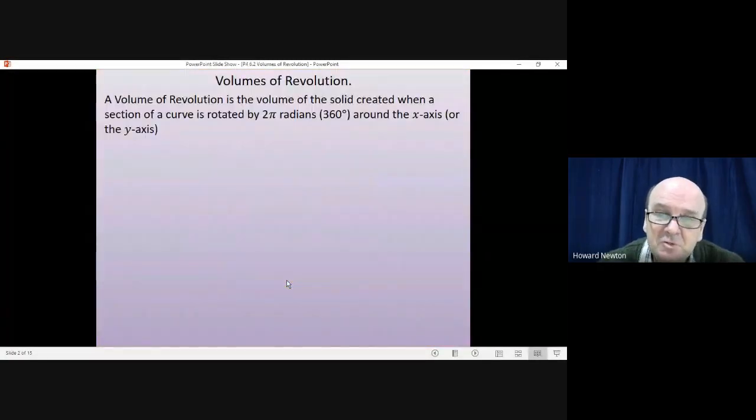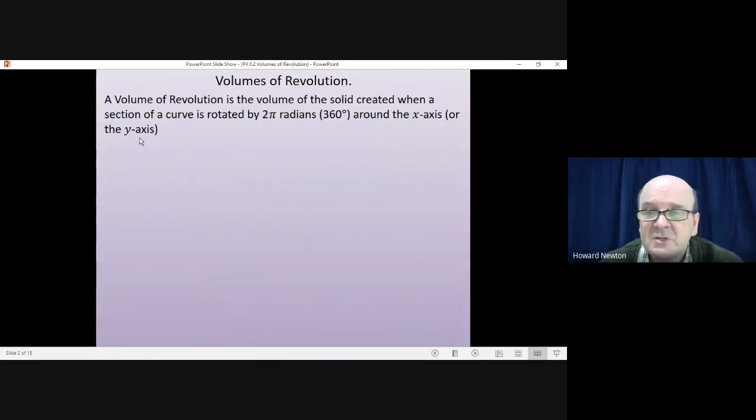A volume of revolution is the volume of the solid created when a section of a curve is rotated by 2 pi radians, 360 degrees, around the x-axis. Now, it can be around the y-axis, but in this lesson, we'll just be looking at rotations around the x-axis.